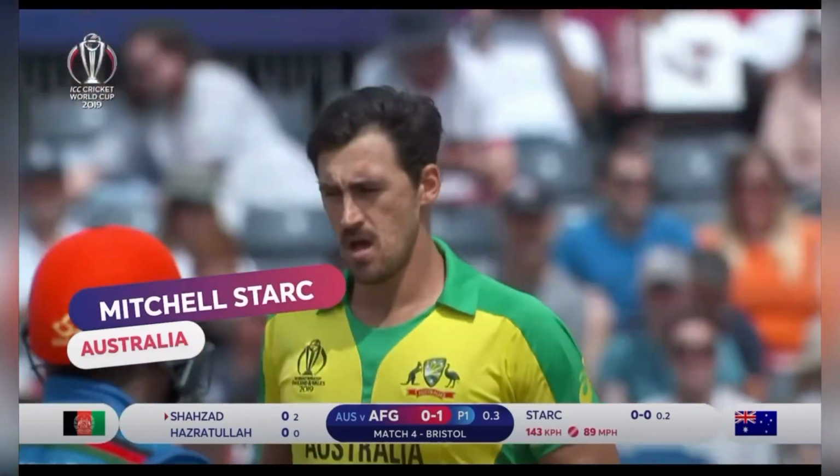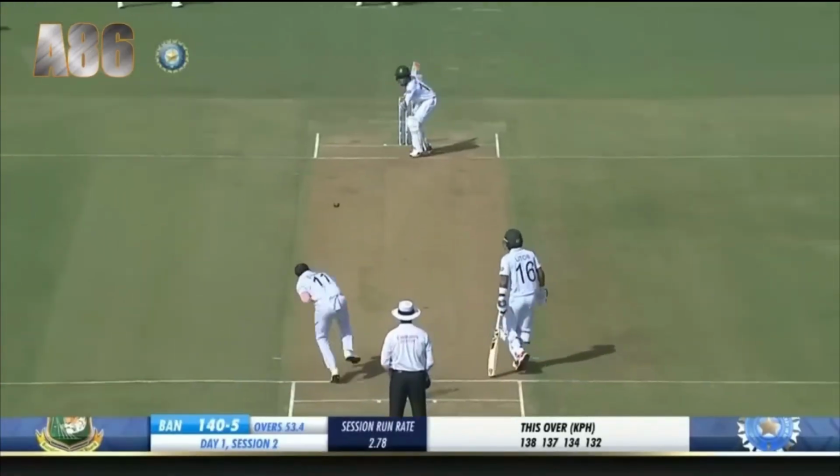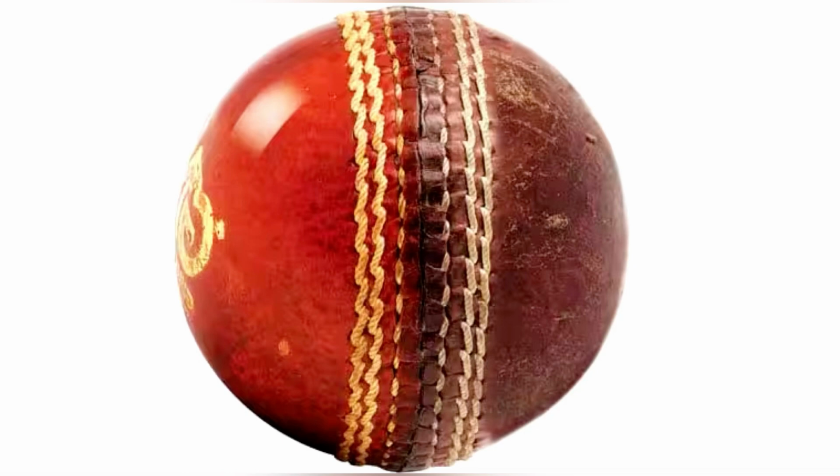Today, we are going to be diving deeper into the science behind swing bowling and learning how you can use this knowledge to your advantage. Moving on, why does a cricket ball actually swing? Well, the answer to that lies on the surface of the ball.